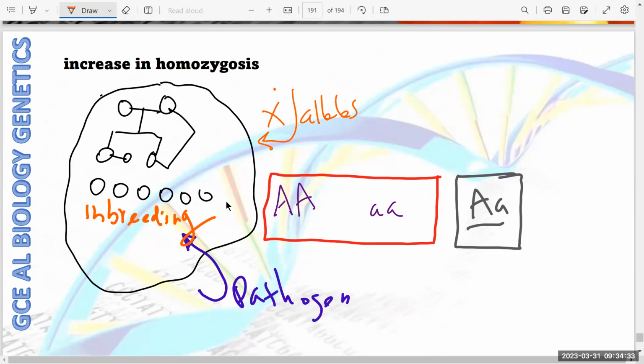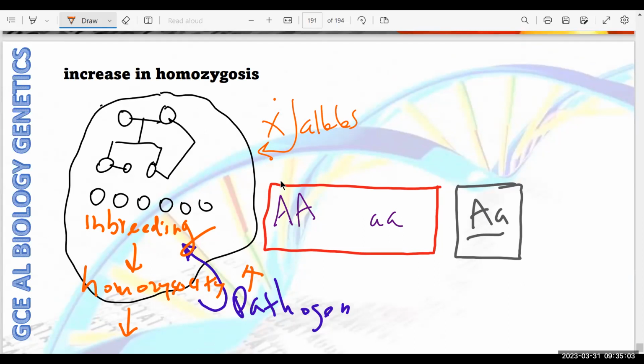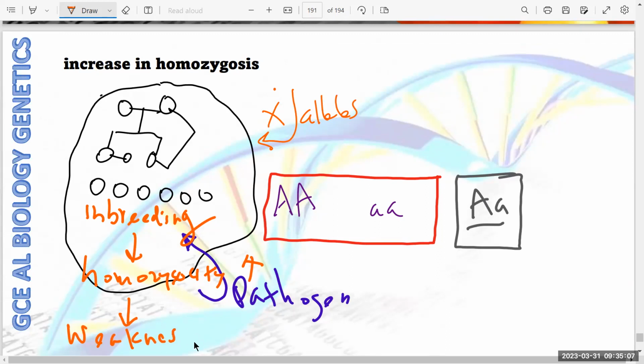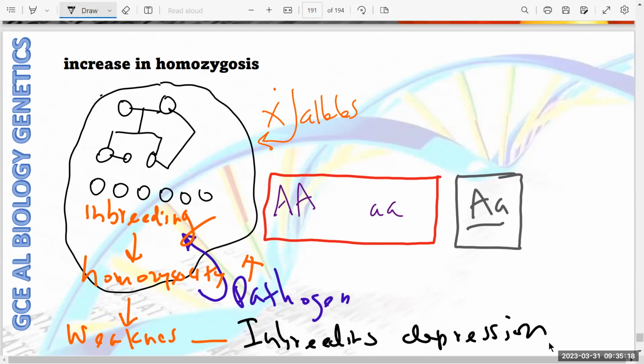As a result, homozygosity increases. Homozygosity level is high. Homozygosity level being high means they are weak in genetics. They have a weak genetic background. So this weakness is called inbreeding depression. This is a big problem in the breeding experiment, inbreeding depression.